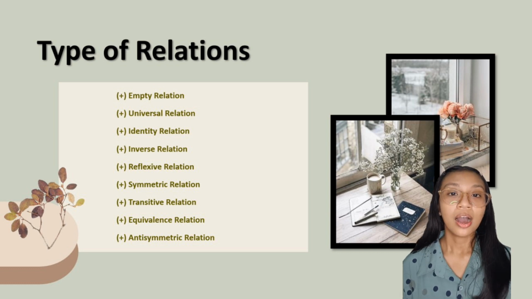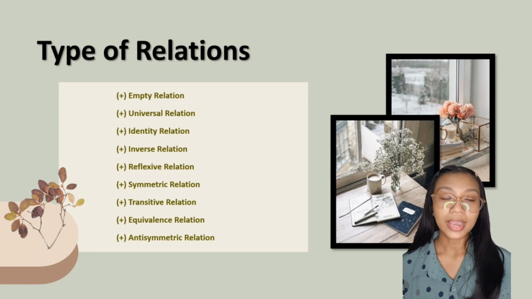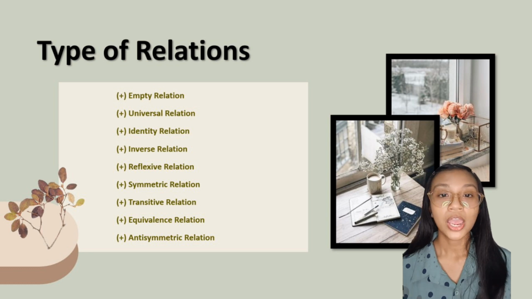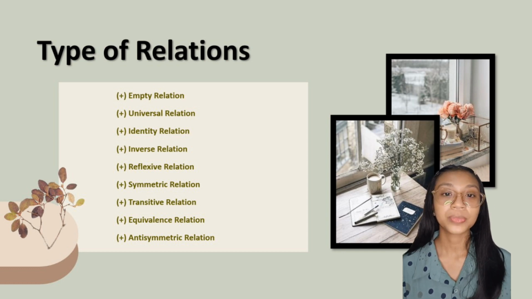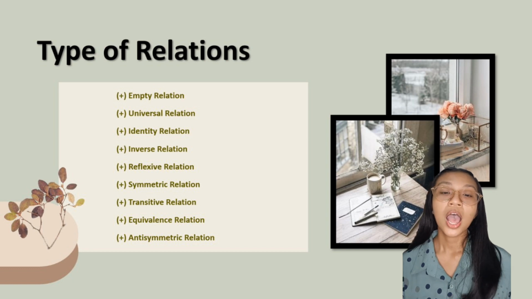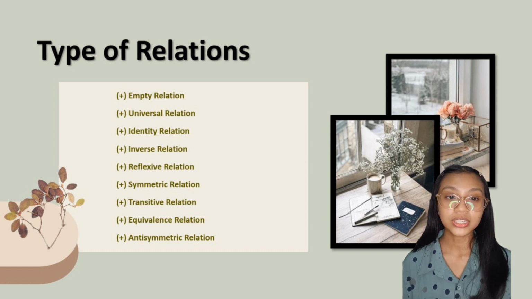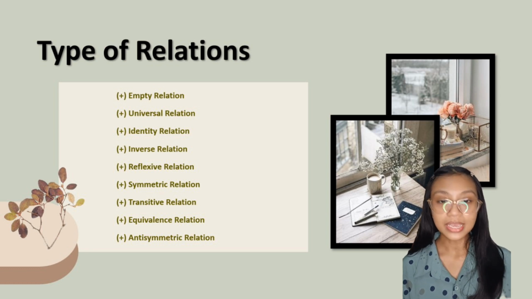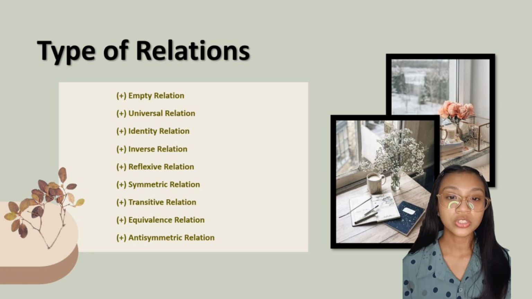8. Equivalence relation. A relation R defined on a set A is said to be an equivalence relation if and only if it is reflexive, symmetric, and transitive. 9. Antisymmetric relation. A relation R on a set A is said to be antisymmetric if (a, b) element R and (b, a) element R imply a equals b.